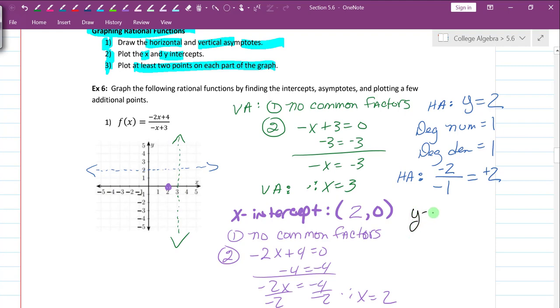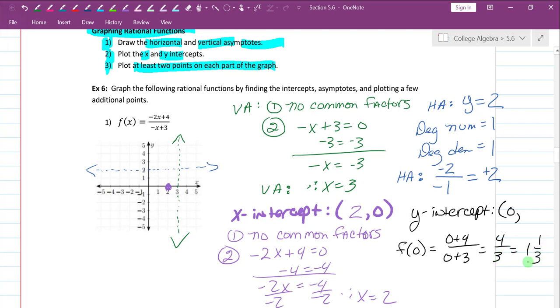Okay? The next thing we're going to do is the y-intercept. So our y-intercept is going to be the point (0, something). And we're going to calculate that by plugging in 0. So we're going to end up with 0 plus 4 divided by 0 plus 3, which is going to be 4/3, which is also 1 1/3. So that is going to be the point (0, 4/3). So (0, 4/3) is going to be right about there.